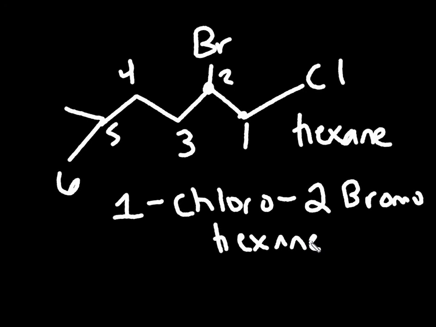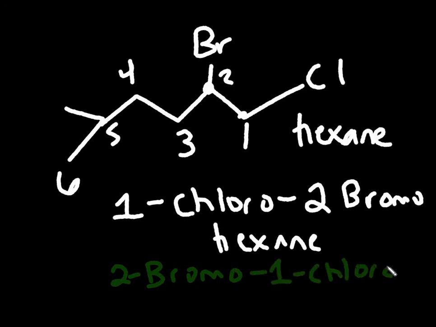I see a mistake here. If you guys can point out the mistake. Remember, I said alphabetical order. I put the chlorine before the bromine. So actually, what it would be is 2-bromo-1-chlorohexane. You guys be careful with that because it does happen a lot. Remember about the alphabetical order. Bromo before chloro, because B comes before C. Okay.